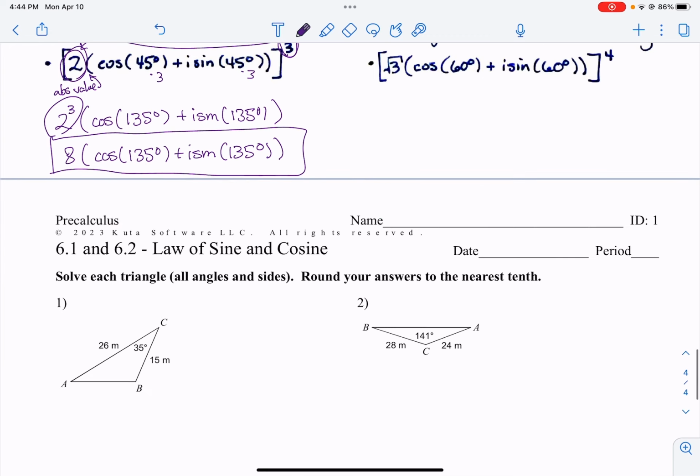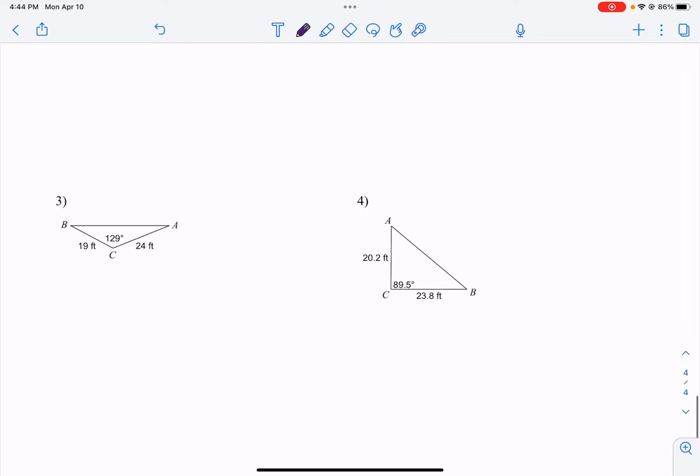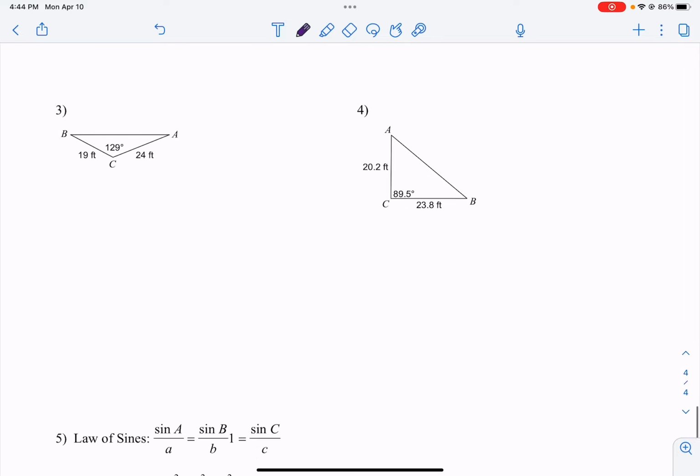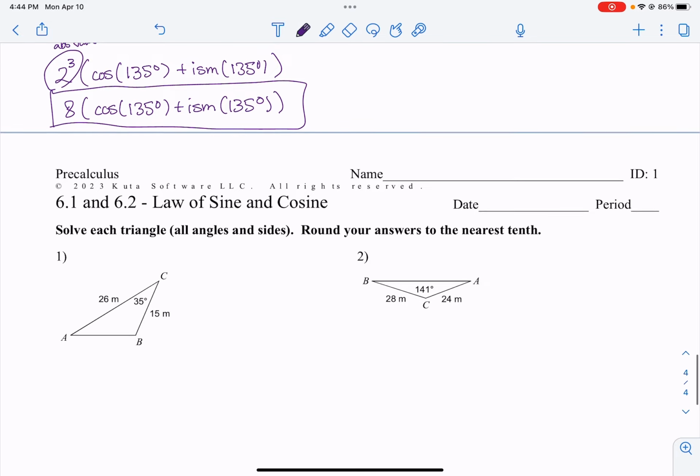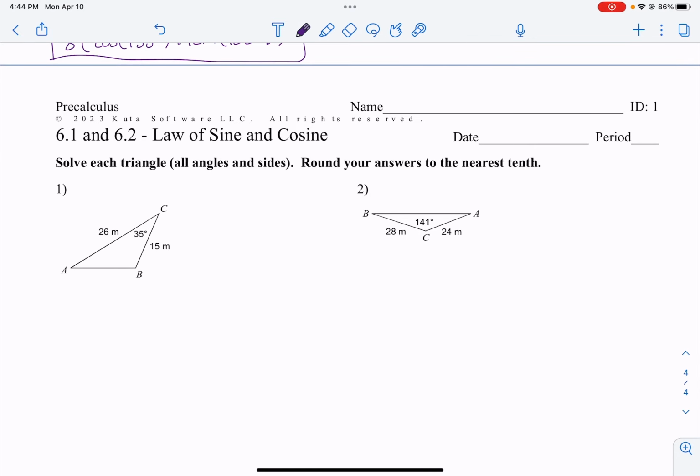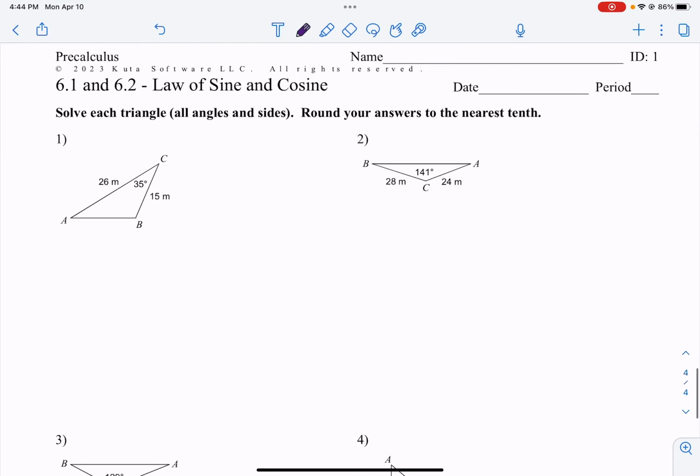Right. Okay, and again, just to save time, I'm going to go ahead and do maybe one, maybe two of these. Let's do one, and we'll do maybe two, depending on how long this has gone.